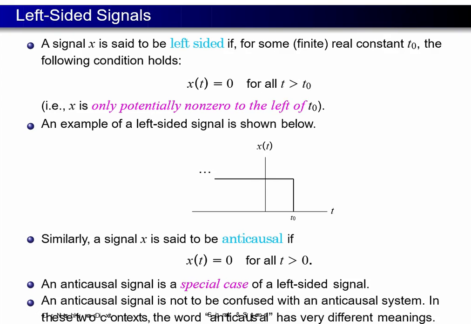Next is the left-sided signal. A signal is said to be left-sided if, for some real constant t0, the following condition holds: x(t) equal to 0 for all t greater than t0. In this example, the value of x(t) is 1 for t less than or equal to t0, and for t greater than t0, x(t) is 0. This signal is known as a left-sided signal. If t0 is shifted to the origin, the signal is known as anti-causal, meaning x(t) is equal to 0 for all t greater than 0.